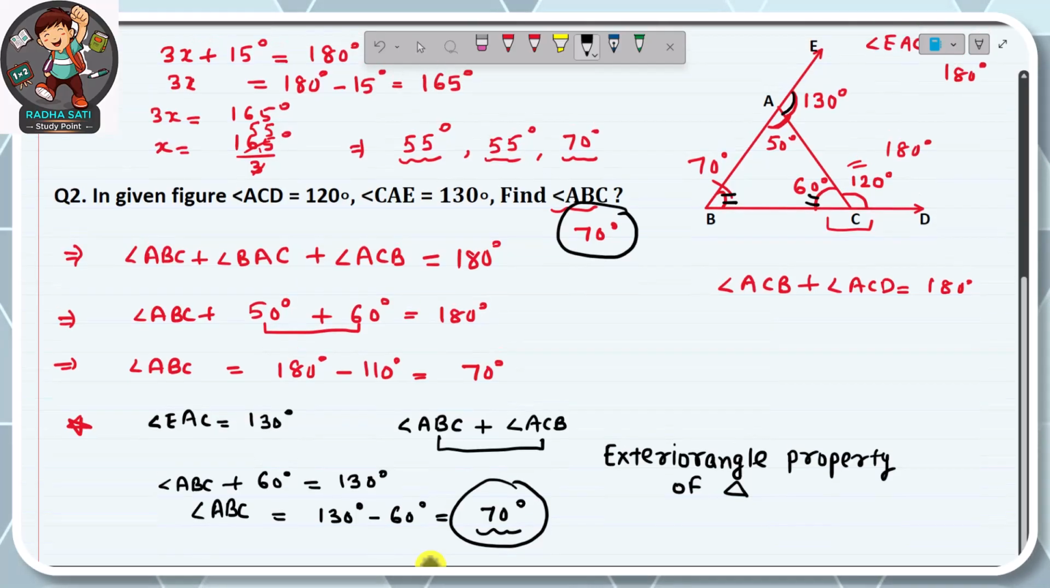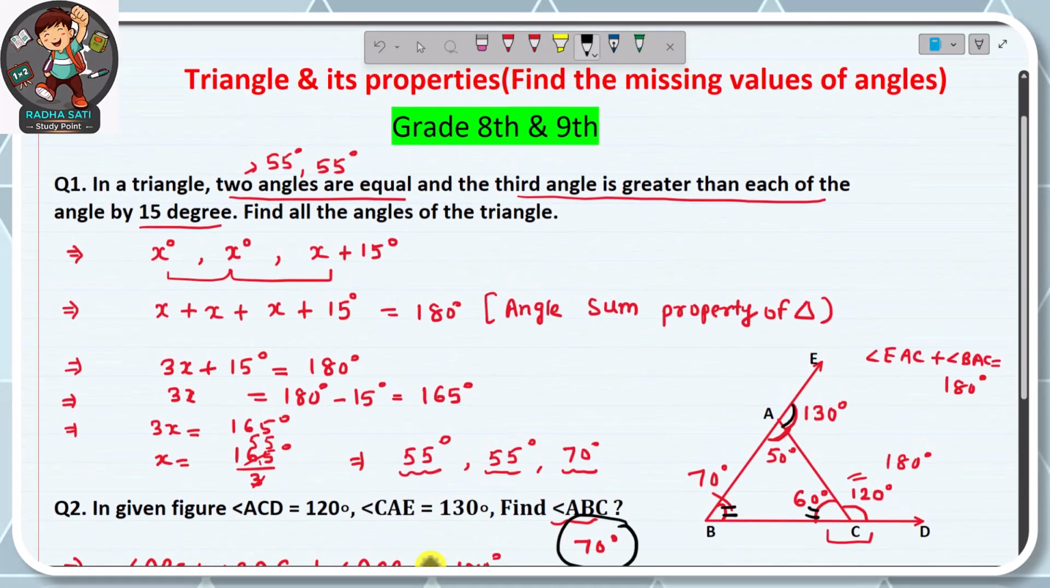By using these properties, you can solve any kind of questions.